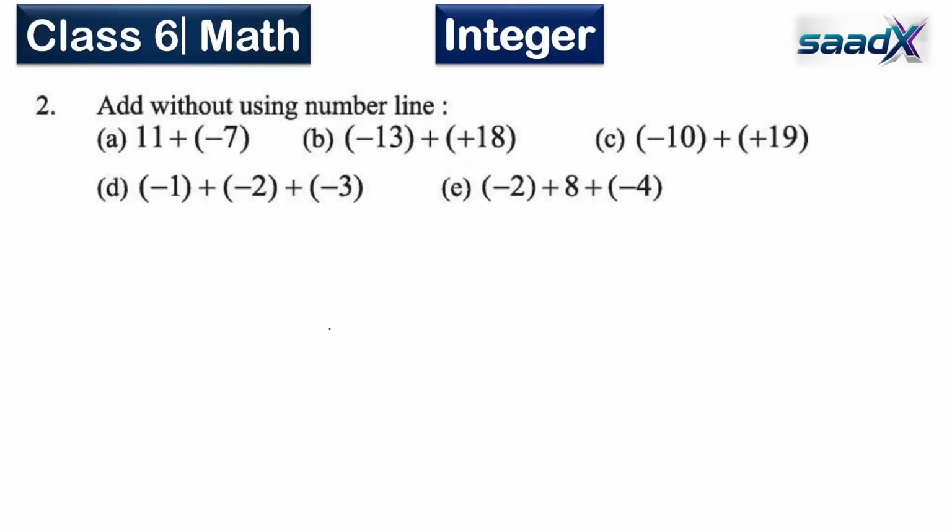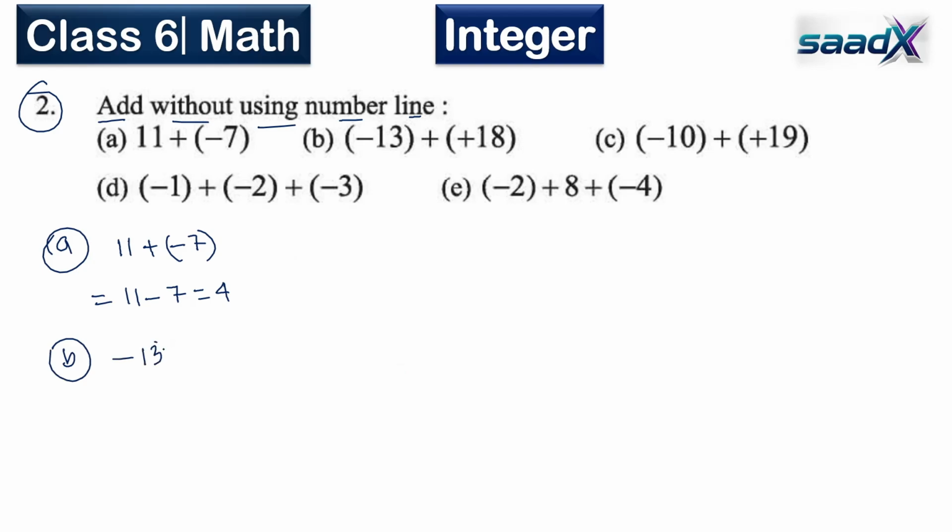Next, number 2, add without using number line. So it's a common thing. Number A, here is 11 plus minus 7. So this one we can write 11 plus and minus will be minus 7. Our answer is 4.